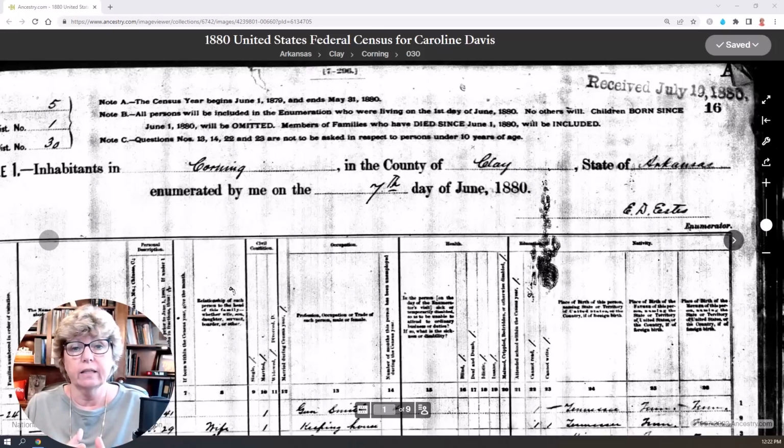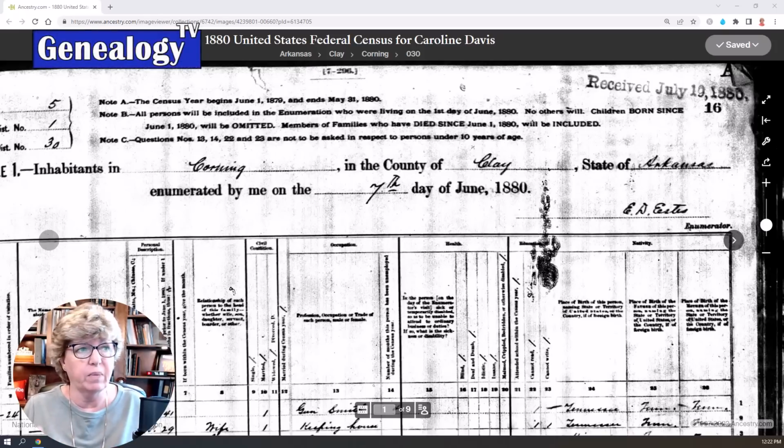Okay, so there's a lot to learn from all of the little clues that we've gotten on this page, including the fact that we're in Corning, Clay County, Arkansas, which was a brand new county. It had only been in existence for about 7 years. It was born in 1873, so it's a fairly new county.